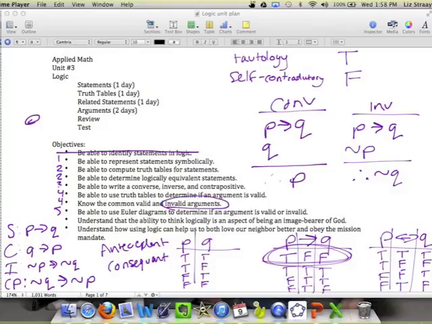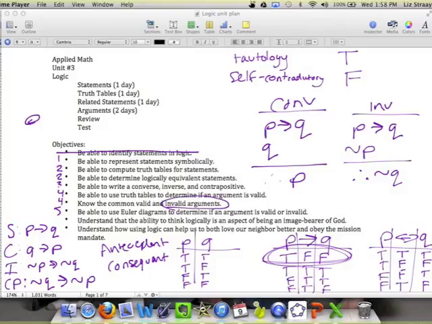A little bit here and there, but being able to think logically is something that is really just for us. So, like animals, they're not so logical. They live their life based off of instinct and necessity. So being able to think in a logical manner is something that is a gift to us because we are image bearers. And then understanding how logic can help us love our neighbor and then obey the mission mandate as well.